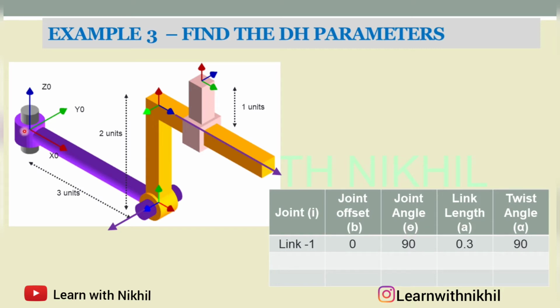Then we have to transfer this coordinate frame from this point to this point. For transferring this, the length of this link is 3 units, so the link length a will be 0.3 units. We have transferred from this point to this point at a distance of 3 units, that is 0.3 units.